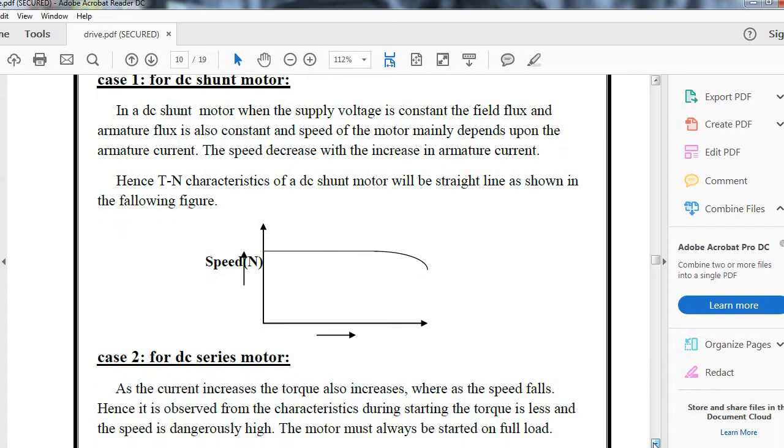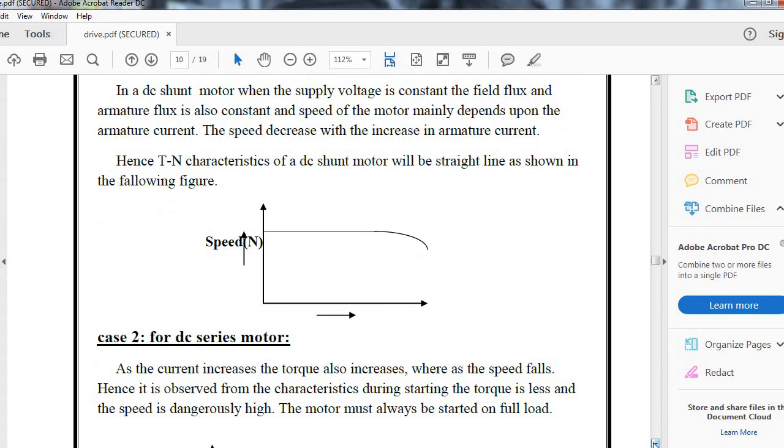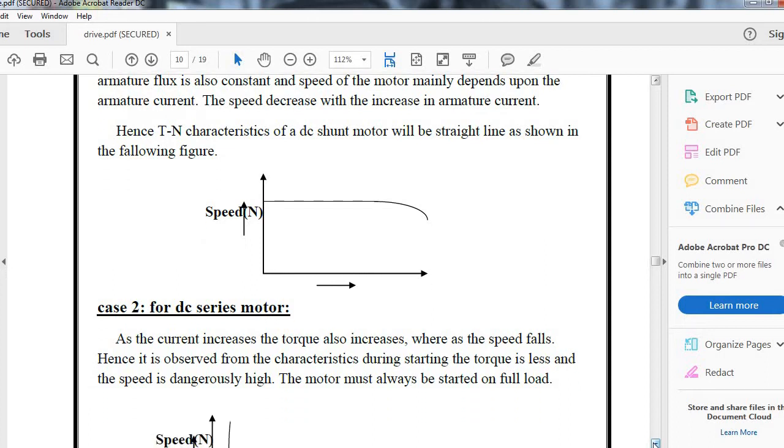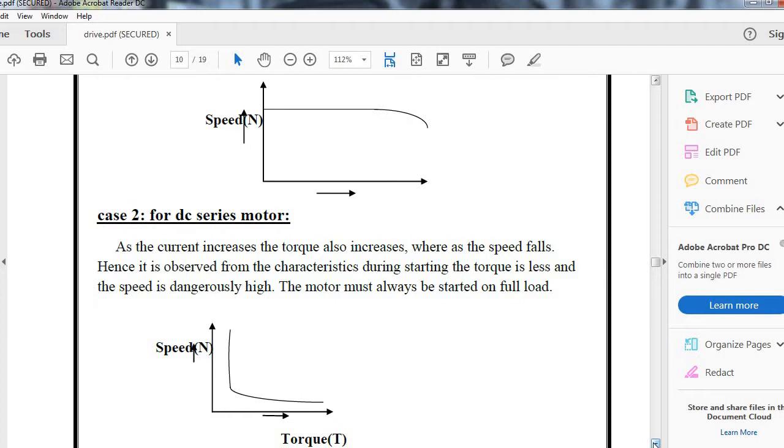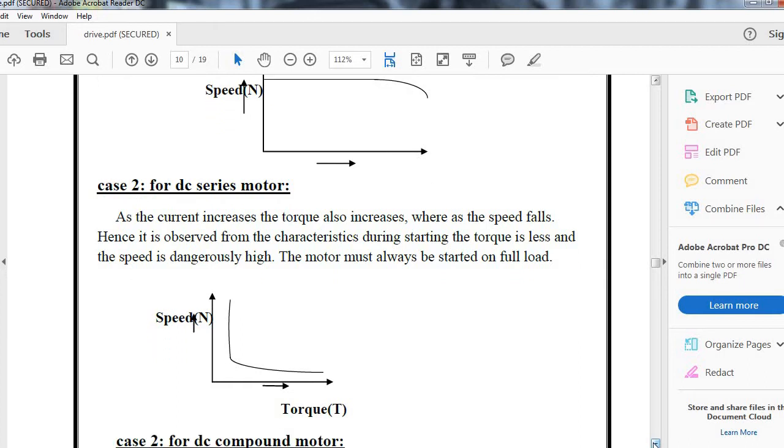Now for a DC series motor, as the current increases, torque also increases, whereas the speed falls. Hence, it is observed that during starting the torque is less and the speed is dangerously high. Therefore, a DC series motor should always start on full load. The speed torque characteristic of a DC series motor is of this type, as shown in the figure below.